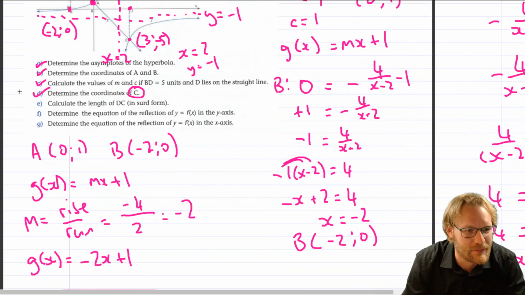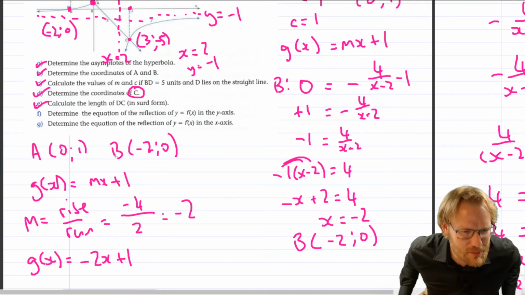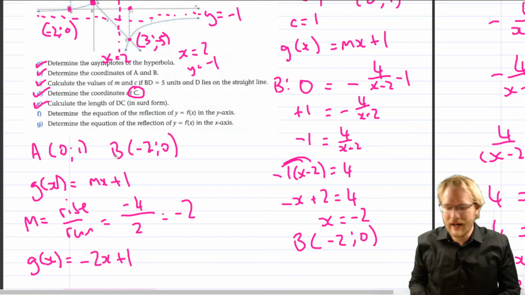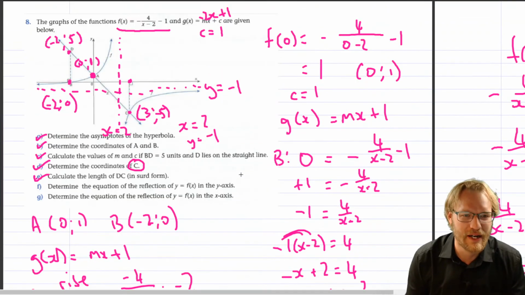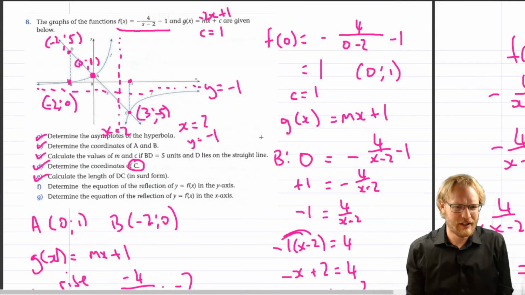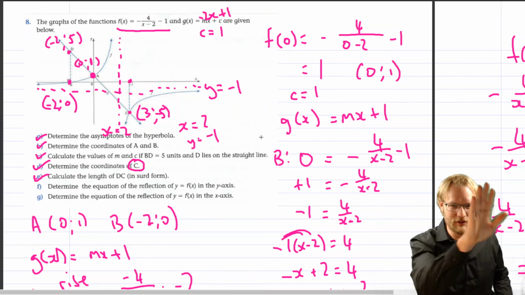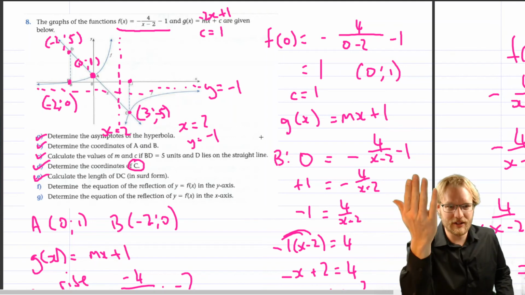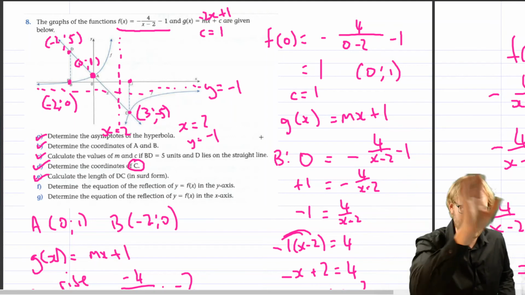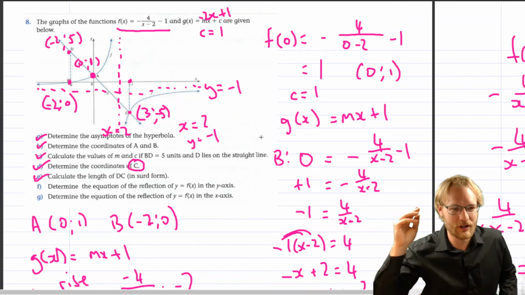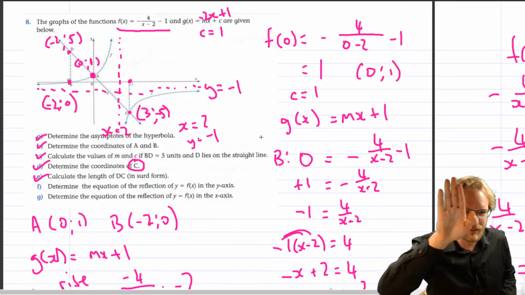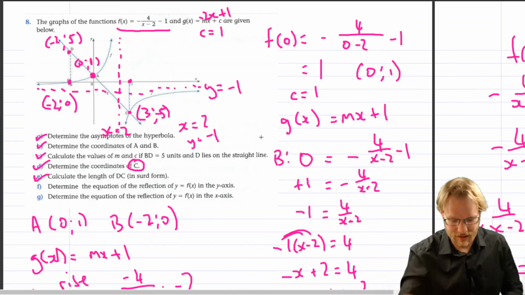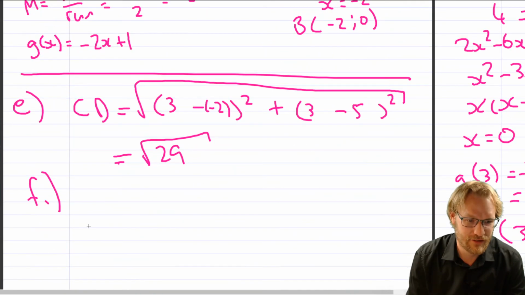F's better though. F and G are nice. Determine the equation of the reflection of y equals f of x in the y-axis. Okay, so in the y-axis. So we're doing this and we're reflecting it this way. So whenever we had a positive x, we're going to have a negative x. When we had a negative x, we're going to have a positive x. But to work out what the equation is, whenever we saw an x, let's replace it with a negative x. So f of x, we're really looking for f of minus x now.